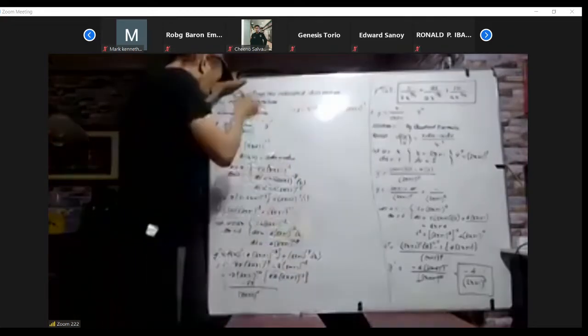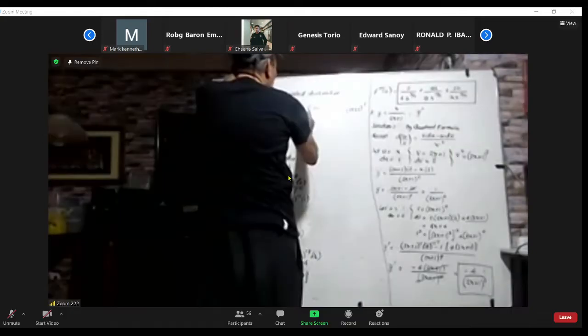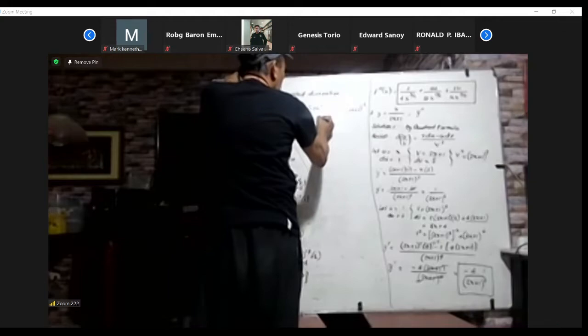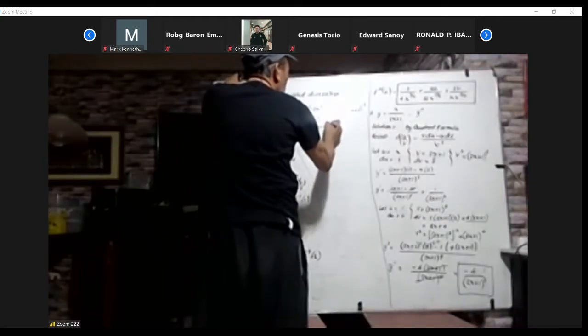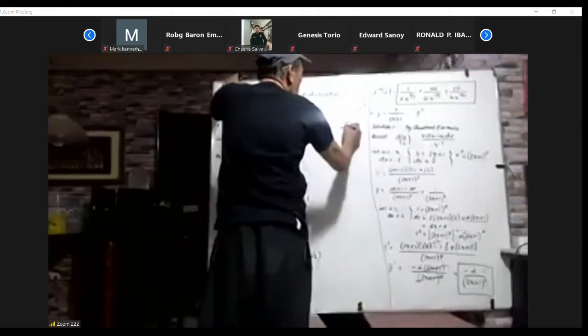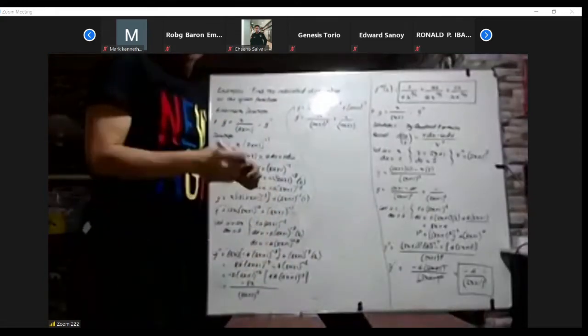Okay. So at this point, guys, pwede natin isulat siya ng ganito. Derivative of y is equal to negative 2x all over 2x plus 1 raised to 2, then plus 1 over 2x plus 1. Okay.